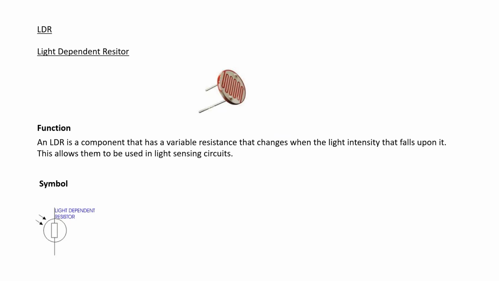The LDR, light dependent resistor. Function. An LDR is a component that has a variable resistance that changes with the light intensity that falls upon it. This allows them to be used in light sensing circuits. The symbol is like a resistor with a circle around it with 2 incoming arrows pointing towards it.